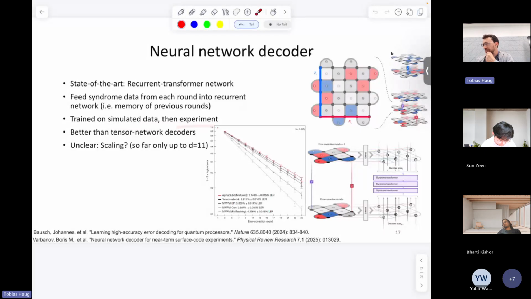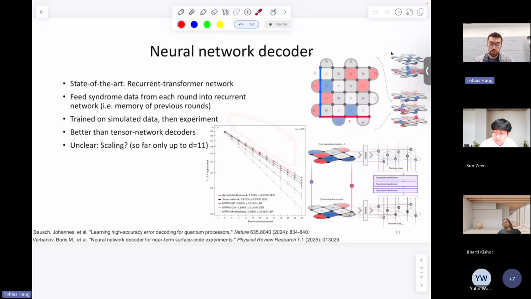And after training, they have shown that it can show very nice performance. This is, for example, the red curve here, which is the result of the trained model, and it seemed to perform better than even the tensor network decoder. In this plot here, higher values means it's better. Okay, so it performs quite well.